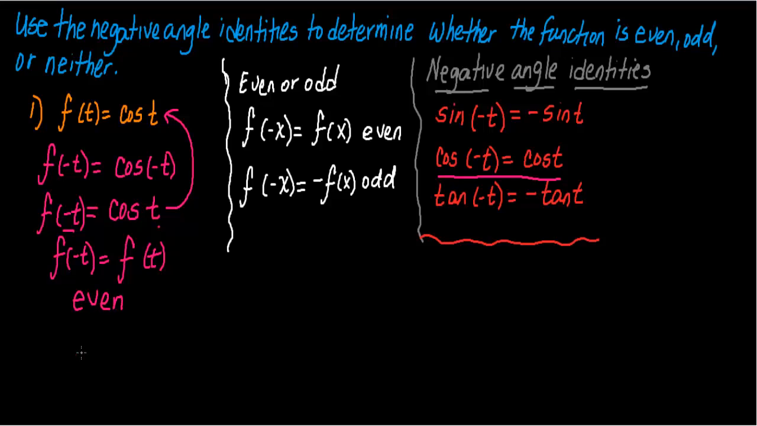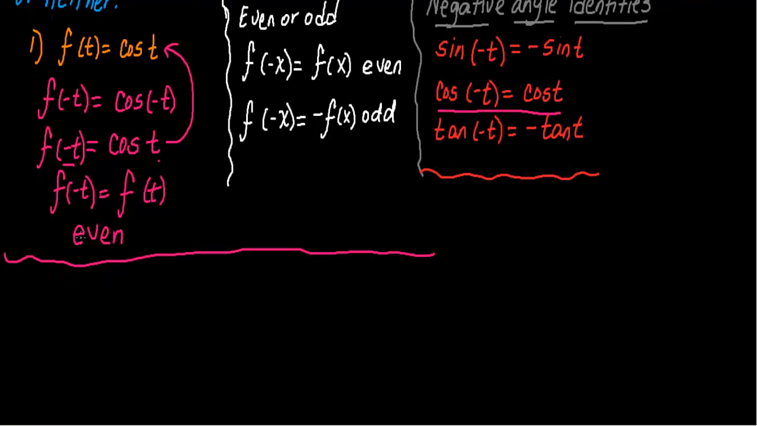Okay, now we're going to do another example. I'm going to do one where the function is not even. Let's do one where it is odd. Let's do f of t is equal to tangent of t. Let me draw a line here and scroll down a little bit. Number 2, f of t is equal to the tangent of t.